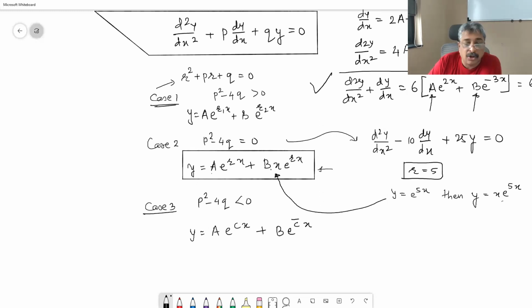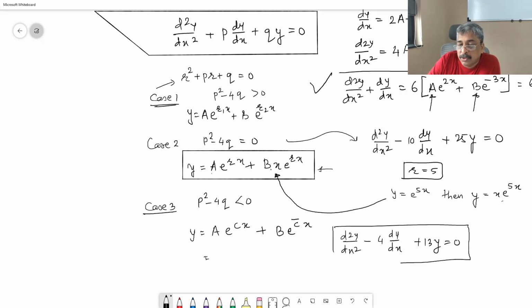Maybe we can cross check, but this is one of a kind. If you remember it, your purpose will be solved. And then if you simplify it further, it will be e raised to a real part and so on. So maybe if we take one example, d2y by dx square minus 4 dy by dx plus 13y is equal to 0. You can solve this and show me what is your solution of this differential equation. And I think the discriminant is less than 0. So how will you go about it?